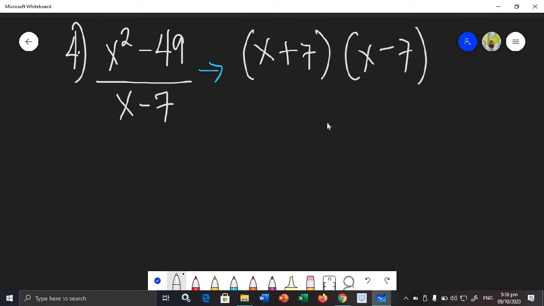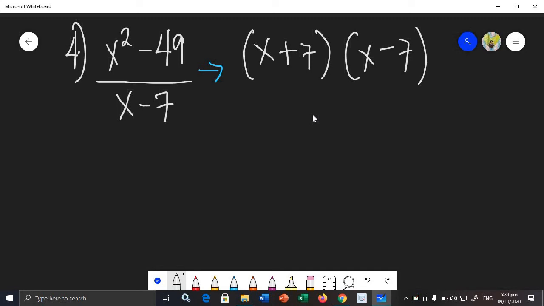Diba ganyan yun? Difference of 2 squares, if I'm not mistaken. Yes. I'm so sorry, hindi ako masyadong kabisado yung factoring, no? Pero I'm trying my best. I think, yeah, it's difference of 2 squares. Yun yung lesson na yun. Difference of 2 squares. So, yan.